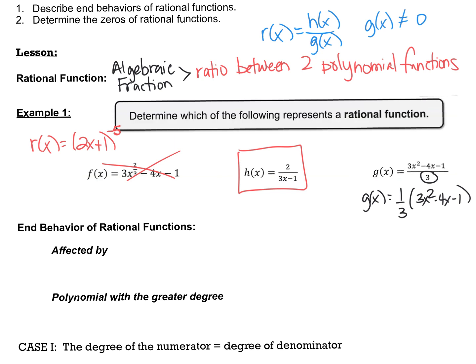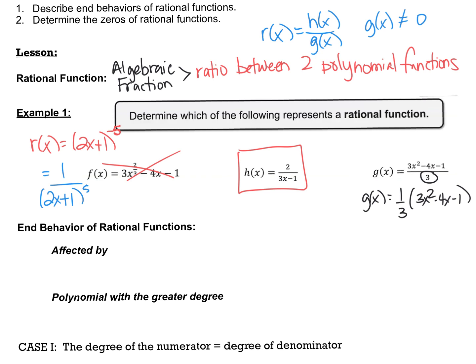Yeah, we're just going to move that 2x plus 1 to the denominator. This is going to be 1 over 2x plus 1 to the fifth power. So that does indeed make it rational, okay? Negative exponents, remember we fix those by dropping them to the denominator, all right?